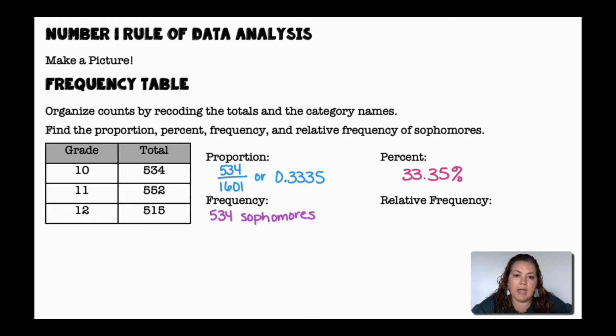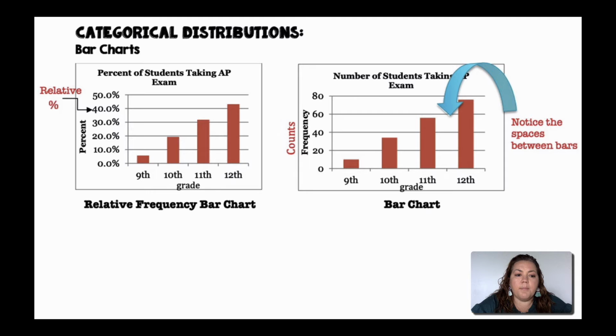Frequency is just the count. So there were 534 sophomores. And relative frequency is in percentage form. So 33.35% were sophomores.